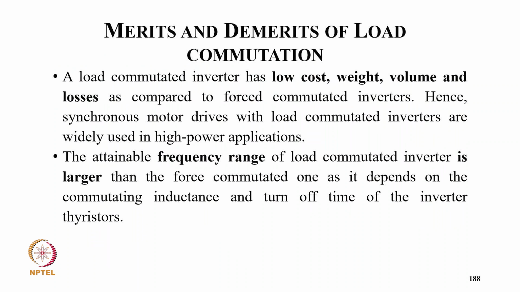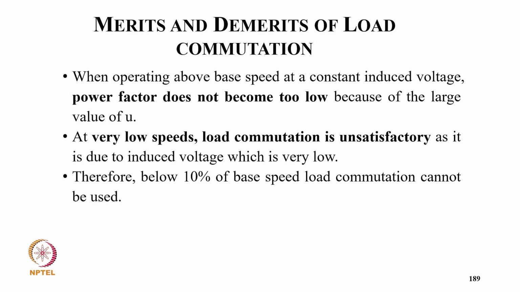So coming to merits and demerits of load commutation. A load commutated inverter has low cost, weight, volume and losses as compared to a force commutated inverter, and synchronous motor drives with load commutated inverter are widely used in high power applications. The attainable frequency range of a load commutated inverter is larger than the force commutated one, as it depends on the commutating inductance and turn off time of the inverter thyristor. When operating above the base speed at constant induced voltage, the power factor does not become too low because of the large value of mu.